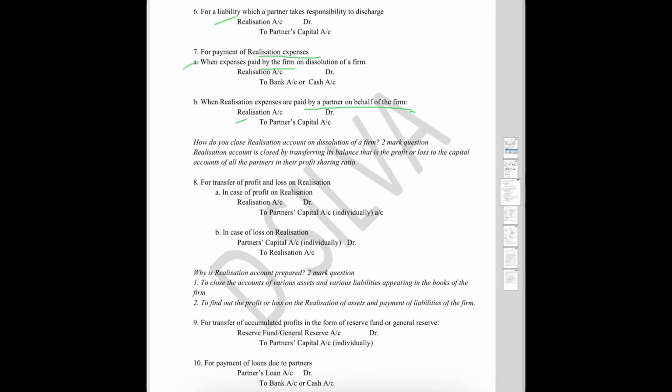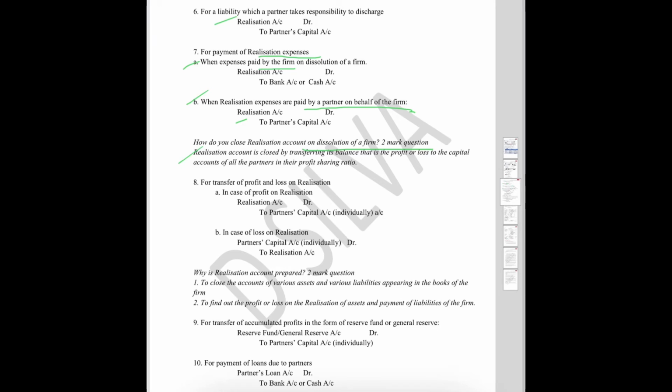Okay, so any one you will get for your 12-mark question. Next, a 2-mark question for you. How do you close realization account on dissolution of a partnership firm? So you can write this as your answer.